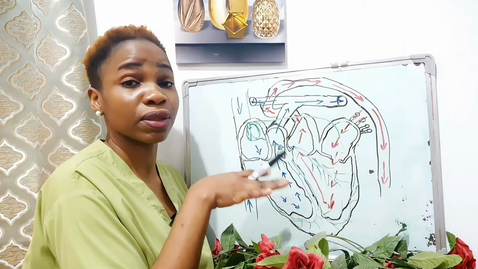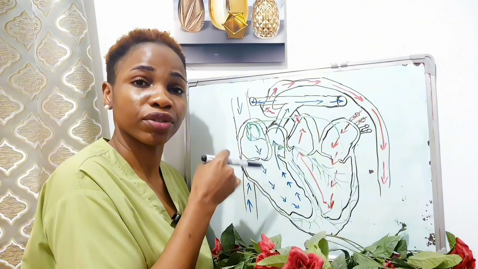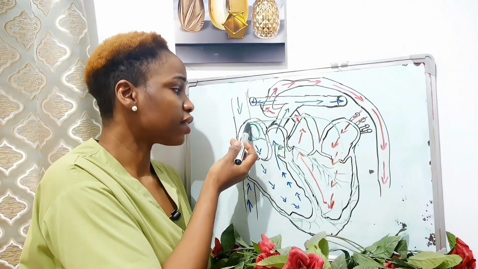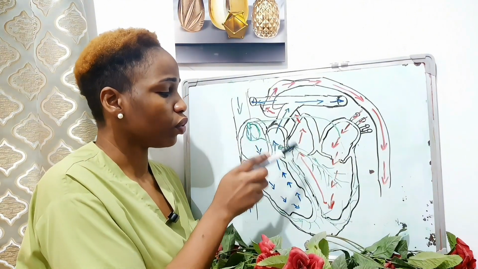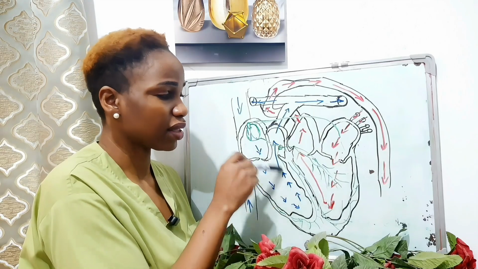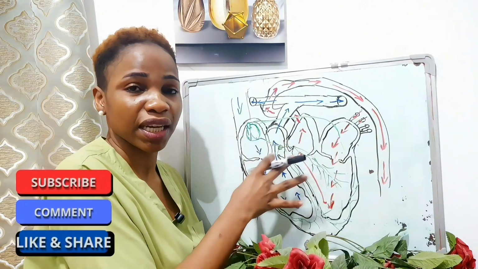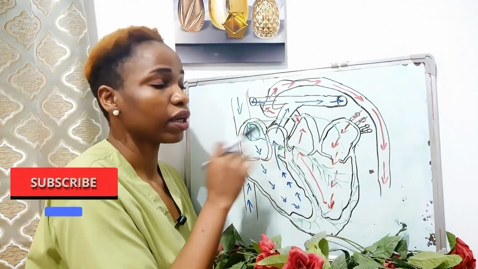Okay, so that is all you need to know about the electrical activity. The SA node, the AV node, the bundle of His, and the Purkinje fibers. These four things help in the electrical flow through the heart.